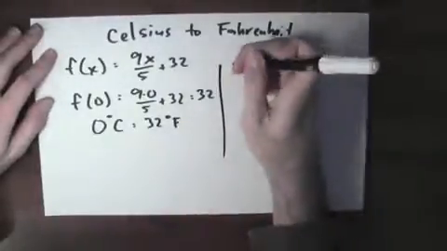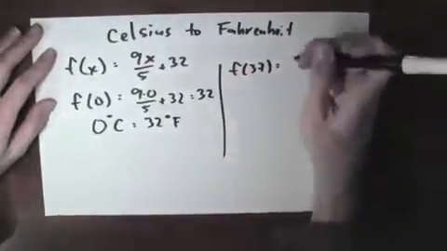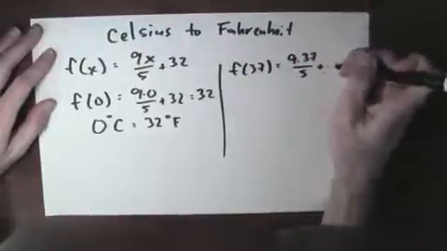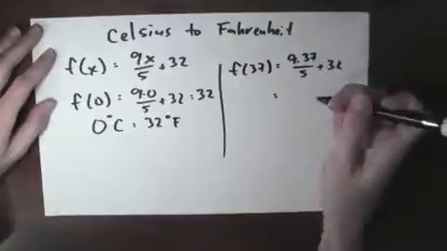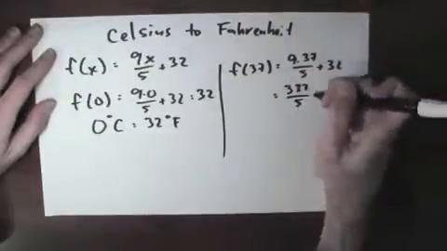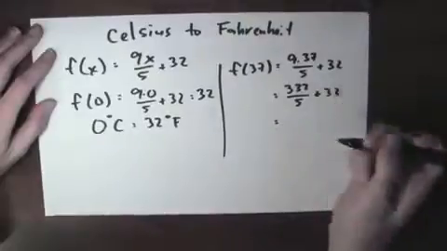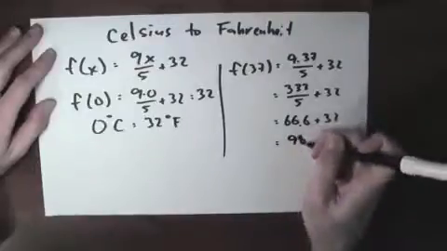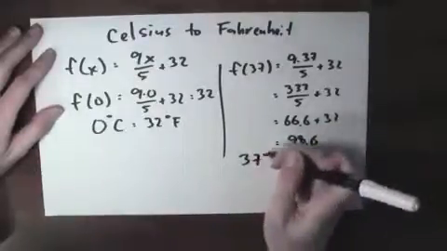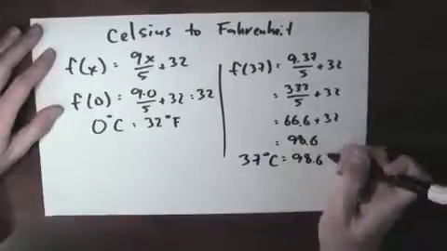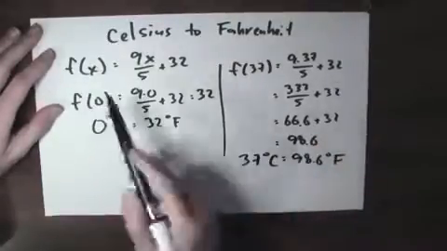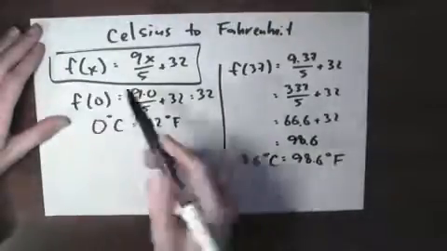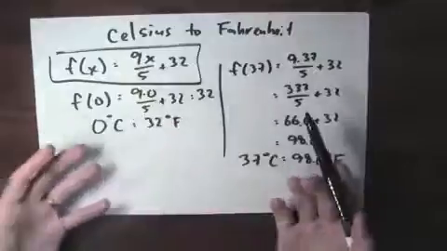Here's another example. What's f of, say, 37? Well, that's 9 times 37 over 5 plus 32. 9 times 37 is 333 over 5 plus 32. 333 over 5 is 66.6. So 66.6 plus 32 is 98.6. And indeed, 37 degrees Celsius is the same thing as 98.6 degrees Fahrenheit. So this function takes in something in Celsius and spits out something in Fahrenheit. Unit conversion is an example of a function, but hardly the coolest example.